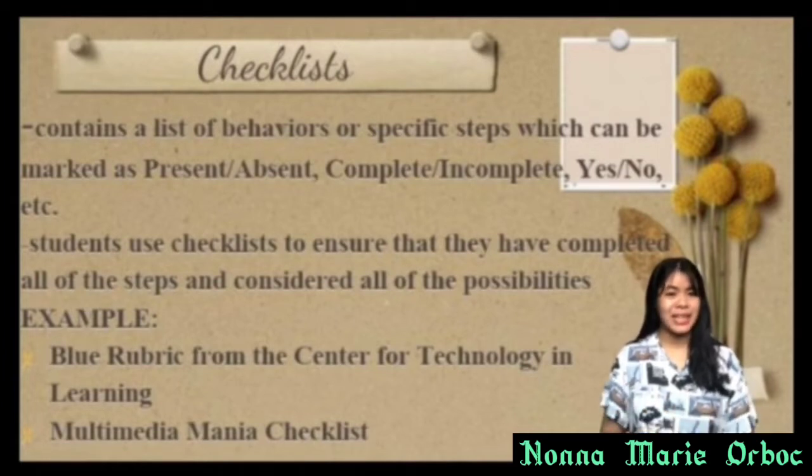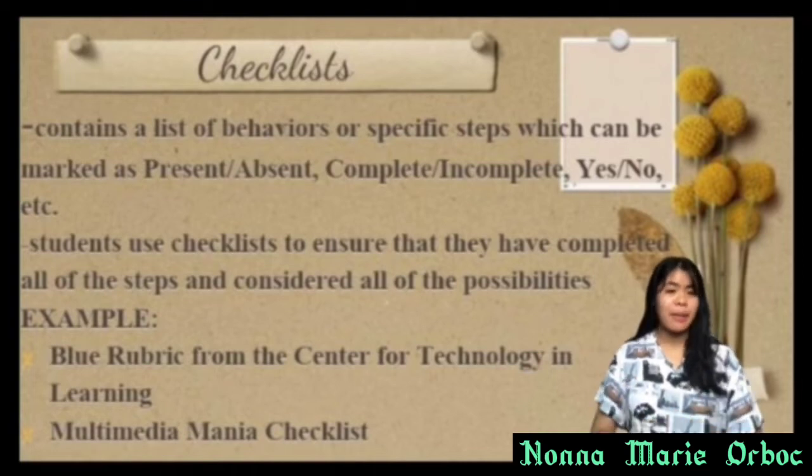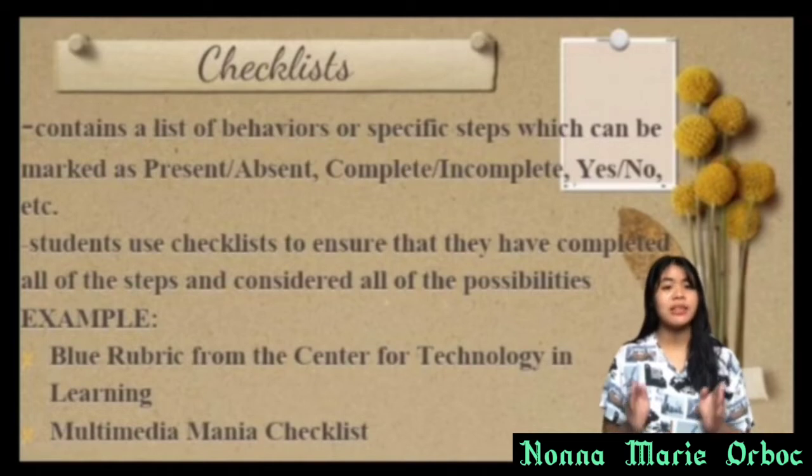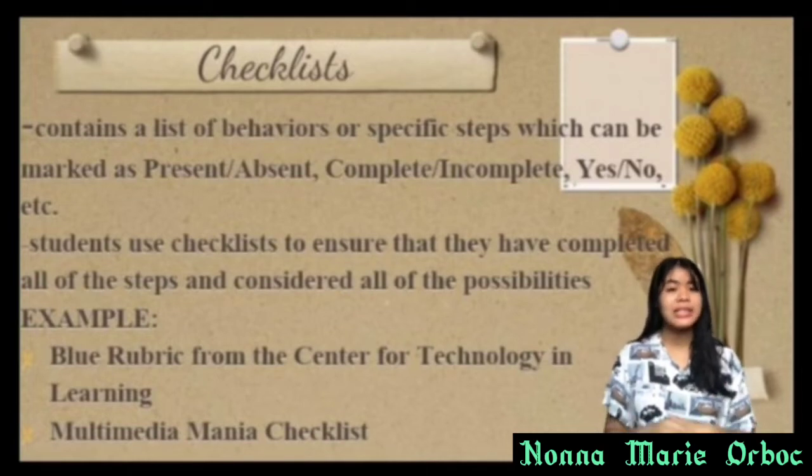In some cases, students use checklists to ensure that they have completed all the steps and considered all of the possibilities. For example, the checklist at the Blue Rubric from the Center for Technology in Learning is an observation checklist that a teacher could use to assist students on science experiments, whereas the Multimedia Mania checklist is designed for self-assessment by students.